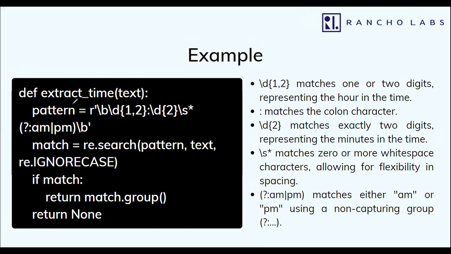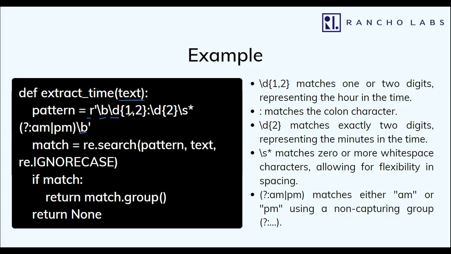Def, the function name. The text refers to the question that the user gives to the chatbot. Here we are initializing the pattern. For initializing the pattern, we have to write r, and in the quotes, the starting and ending of the pattern should be slash b. Then after, how will the time be? I think here they have taken hours and minutes. So hours will be in digits, right?